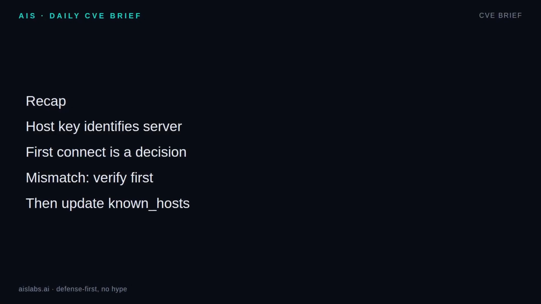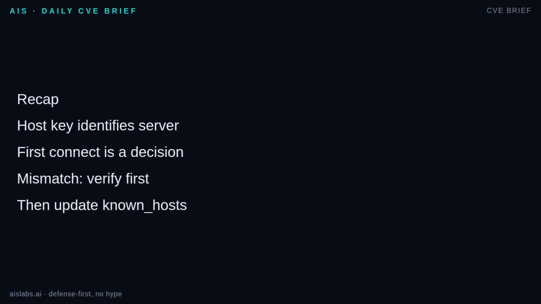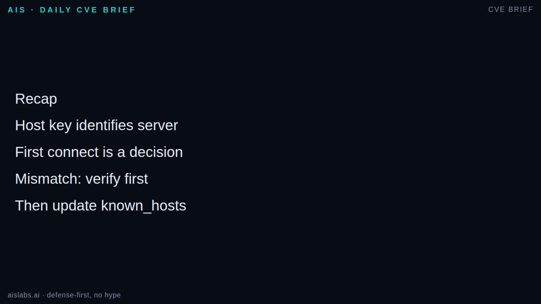Three beats to keep. First, the host key is the server's identity, and known_hosts is your client's memory of that identity. Second, the first connection is a trust decision, not a formality. Third, a changed key can be a normal rebuild or a serious impersonation signal, so verify out of band before you remove anything. Once verified, use ssh-keygen -R and add the correct key back cleanly.